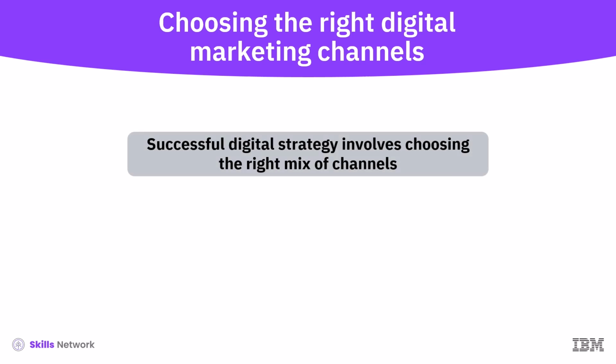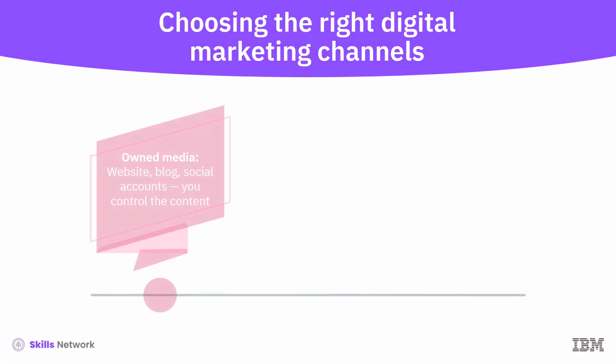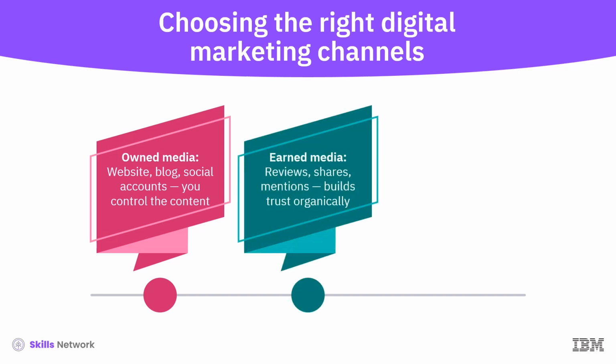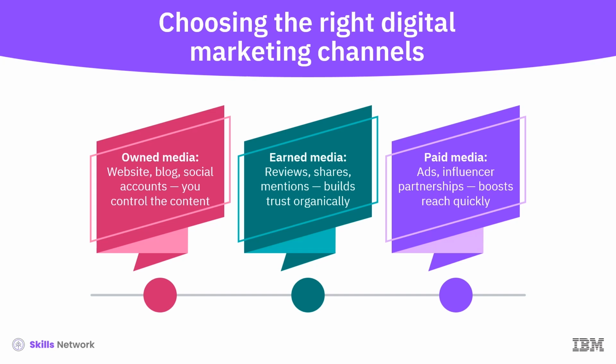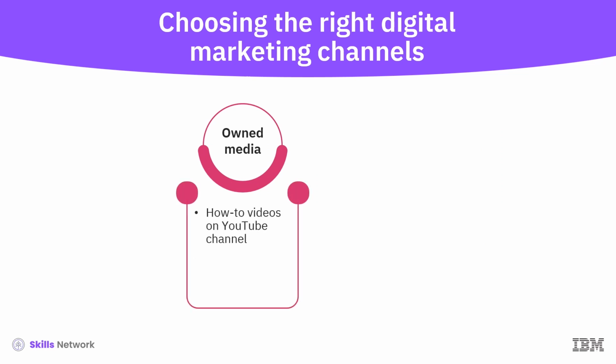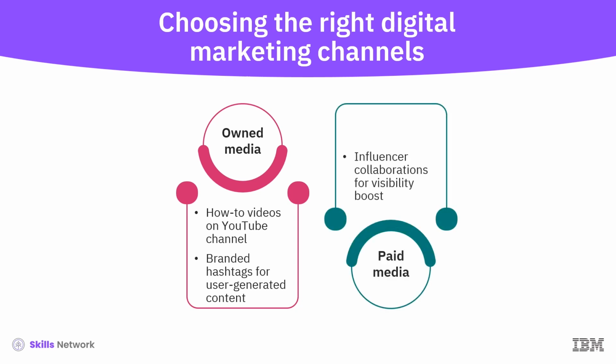A successful digital strategy also involves choosing the right mix of channels. These typically fall into three categories: owned media, earned media, and paid media. Owned media includes your website, blog, and social media accounts, where you control the content. Earned media consists of user-generated content such as reviews, shares, and mentions, building trust organically. Paid media involves ads on Google, social platforms, or through influencer partnerships, expanding your reach quickly. For example, a cosmetic company that combines how-to videos on their YouTube channel, encourages user-generated content through branded hashtags, and boosts visibility with influencer collaborations can be said to be using both owned and paid media channels.